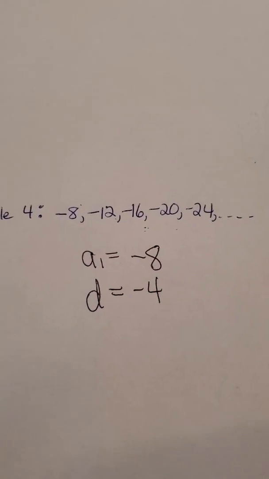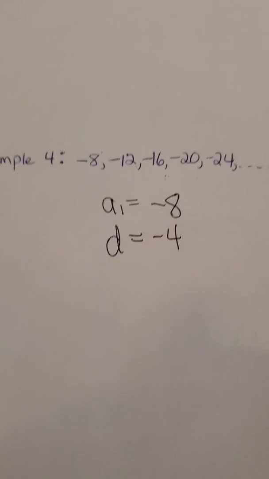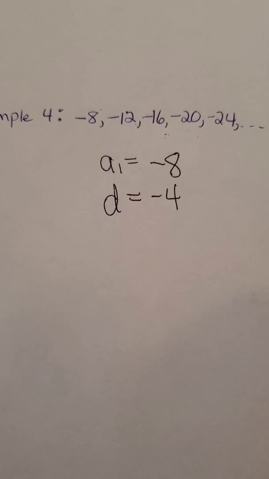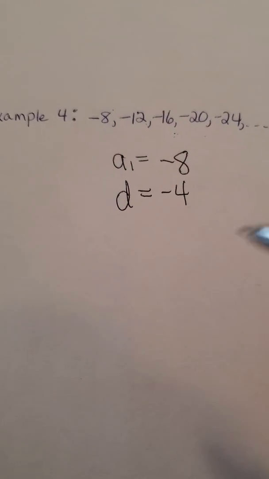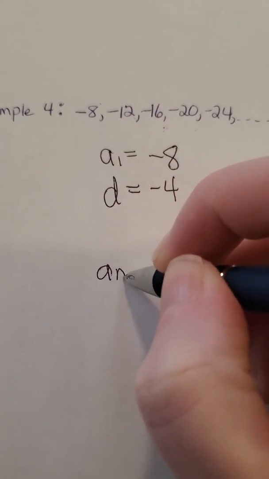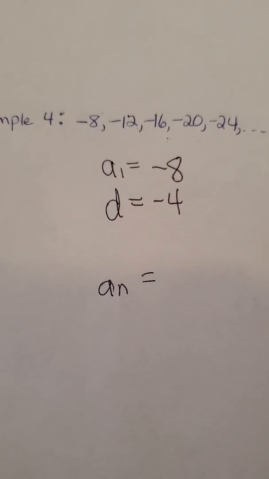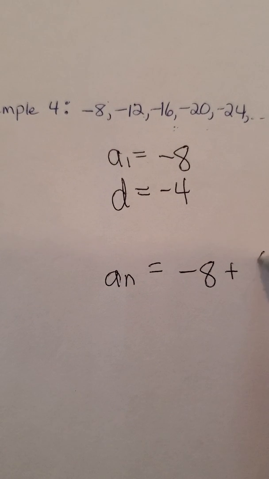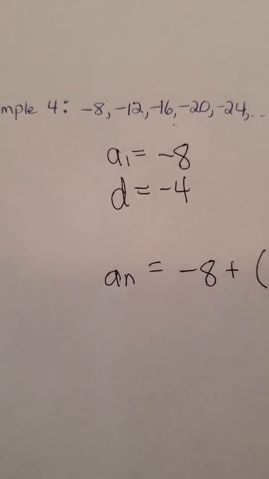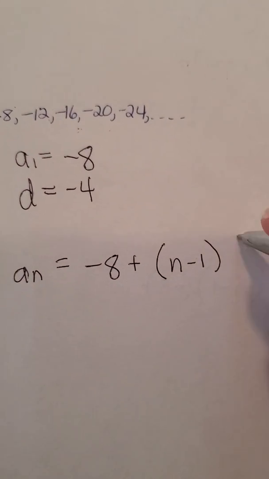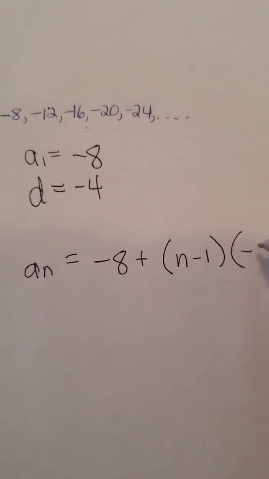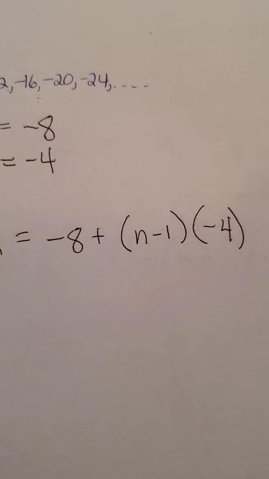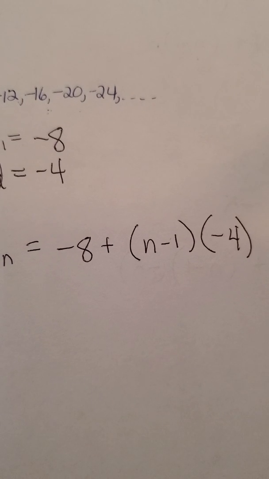So there are the two things I need to know to make my generic formula here. If I'm looking for the nth term, I'm going to say a sub n equals my first term of -8 plus, in parentheses every time, n minus 1, times the difference of -4, because I'm going down by 4 every time.